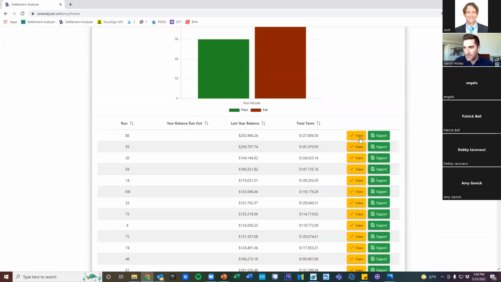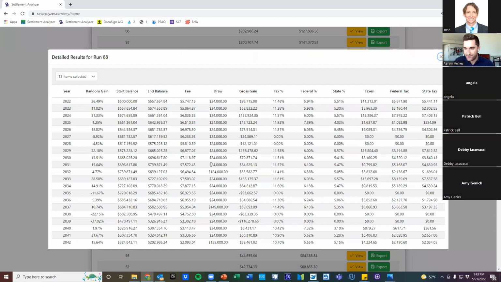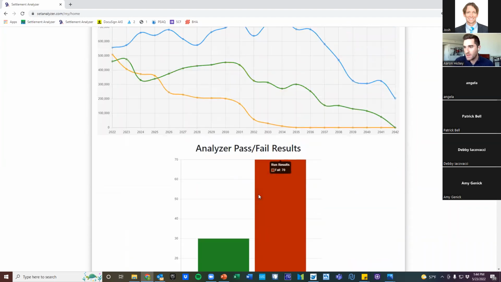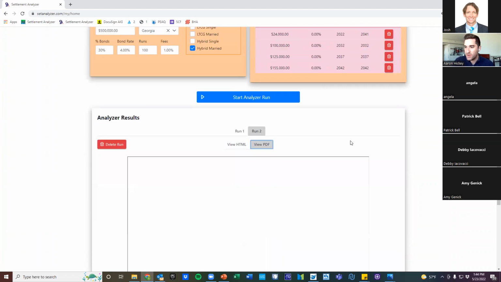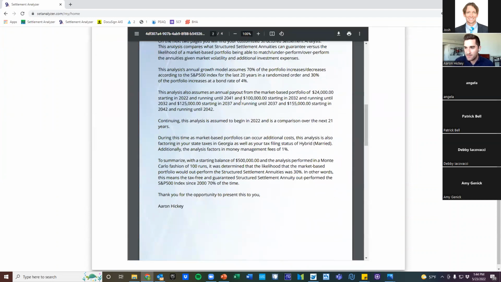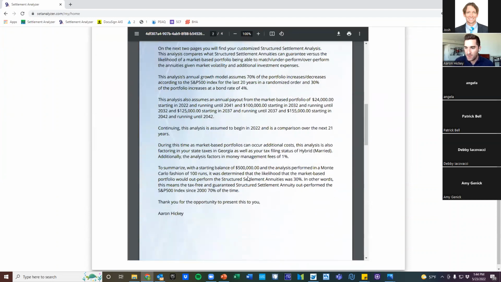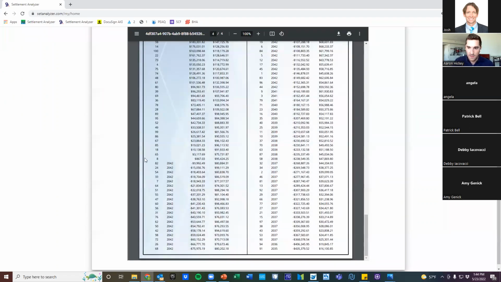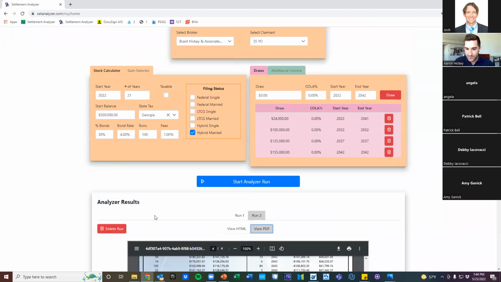The same graphs down here, and again, the same data. What you'll notice as you scroll through here is some of these didn't make it by much. Some of the passing runs did not make it by much, and then some of the failing runs did not make it by much at all. And again, you can go and you can view the PDF, and you have all of your analysis in here, automatically populated with your general outcomes and additional data to present to the client.